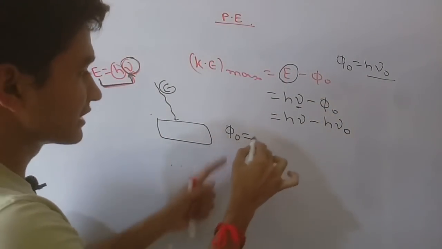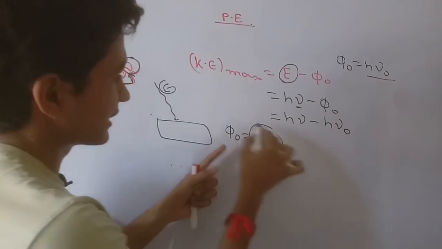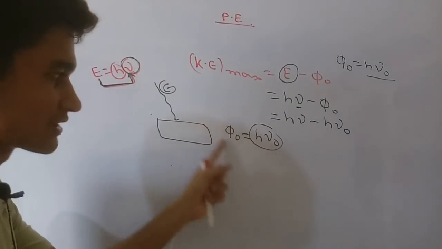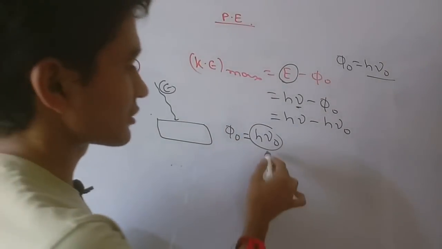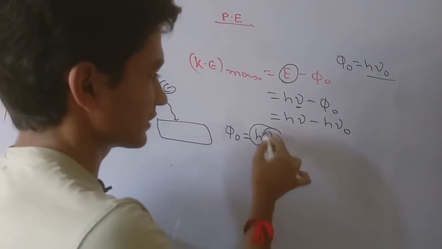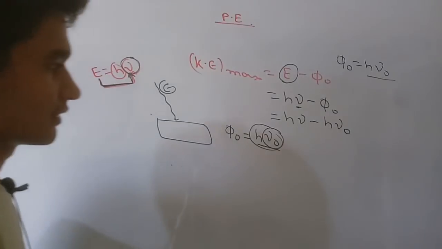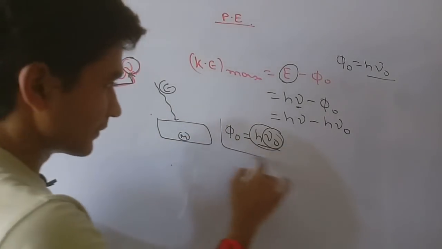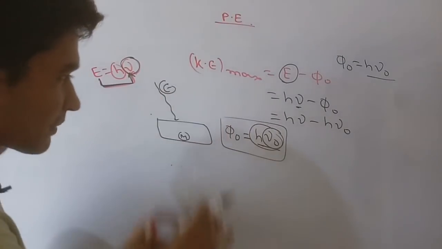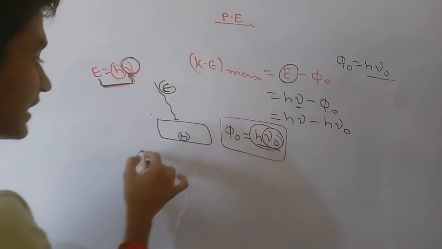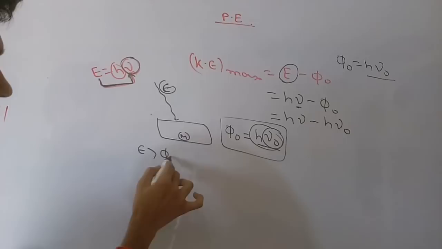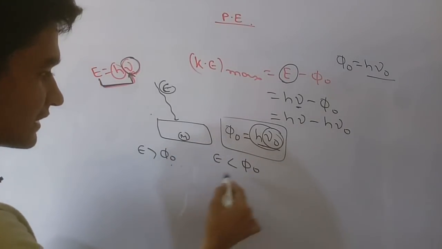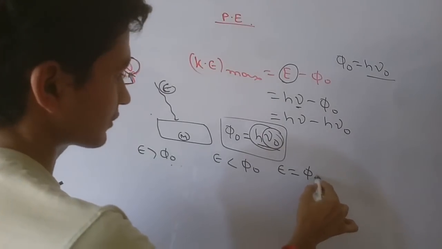The radiation frequency must correspond to phi naught, the energy must be phi naught, and the frequency must be this much. This much frequency is a must if you are going to excite any electron from this metal. So this is the requirement, this is not what you are supplying. You are supplying energy E. This energy E may be greater than phi naught, lesser than phi naught, or equal to phi naught.